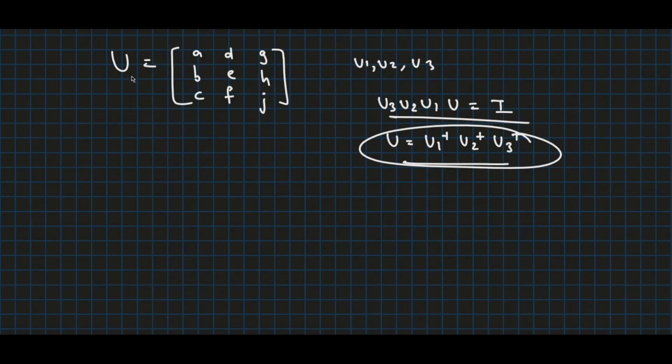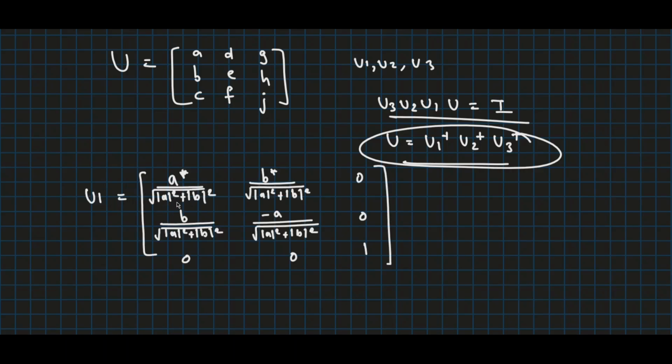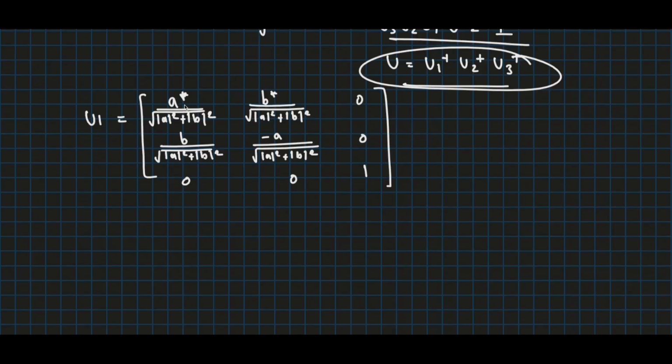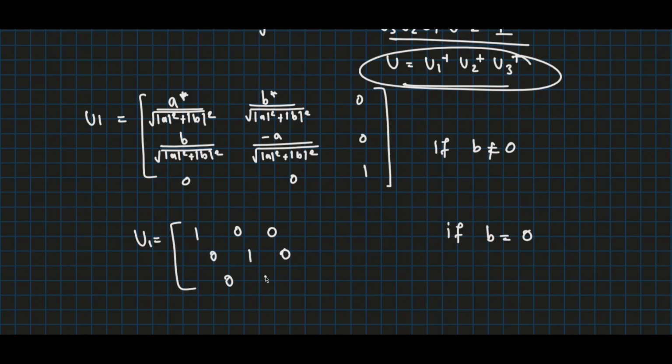For a unitary matrix U, we will take U1 equal to A star divided by root under A square plus B square, B star divided by root under A square plus B square, 0, B minus A divided by root under A square plus B square, 0, 0 and 1. As you can see, U1 is a two-level unitary matrix. Therefore, only two columns, or we can say two rows, are non-trivial. We'll take U1 equal to this matrix only if B is not equal to 0. If B is 0, we'll take U1 equal to 1 0 0 0 1 0 0 0 1.